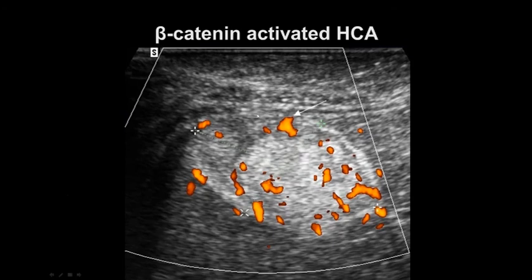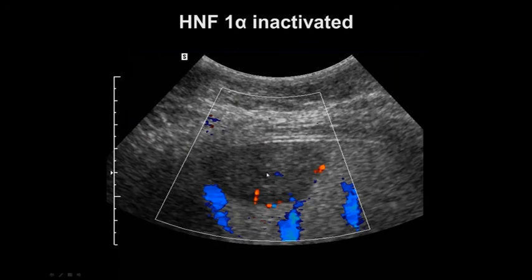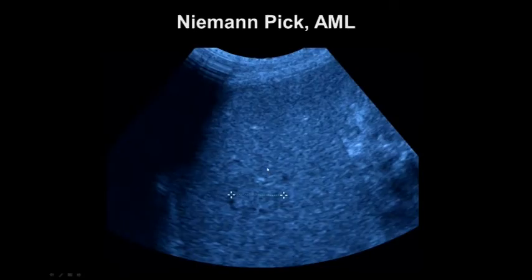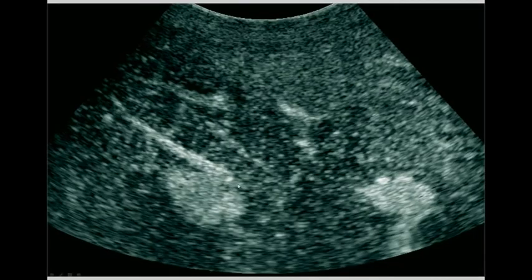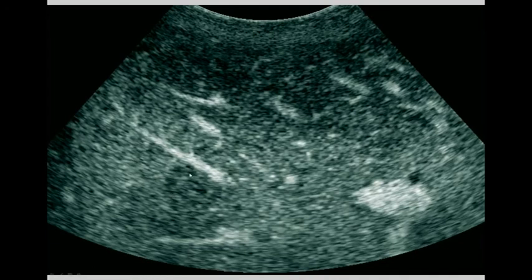They seem to be correlated: the hyperechoic with the beta-catenin activated, the hypoechoic in fatty liver with HNF1 alpha inactivated, and the isoechoic with some sort of abortive storage disease. Hyperechoic, hyperenhancing lesion shown here in the arterial phase, hypoenhancement a few seconds thereafter. This means suspected malignant infiltration, and in this case hepatocellular adenoma was proven in a patient with leukemia.